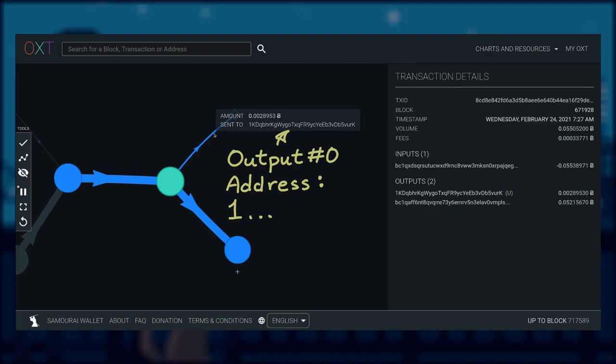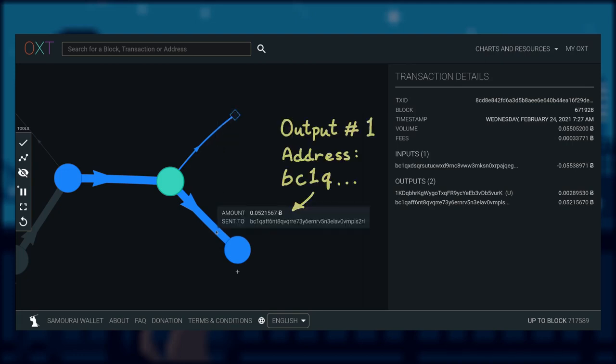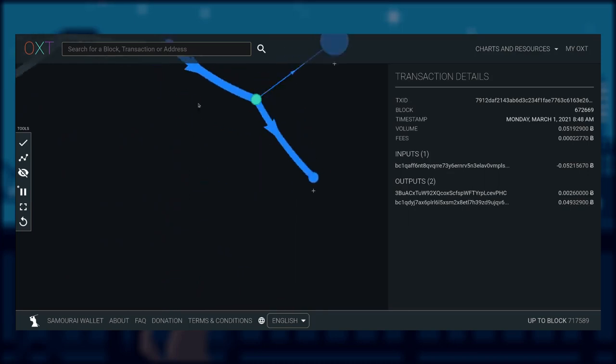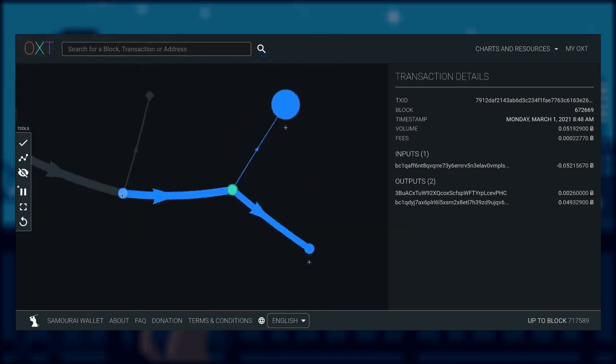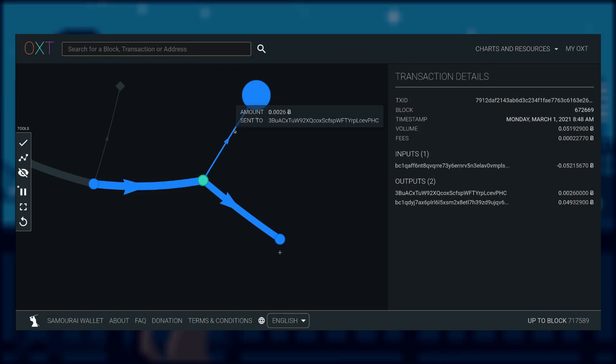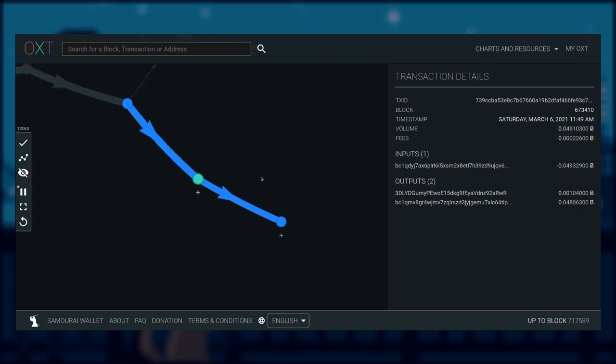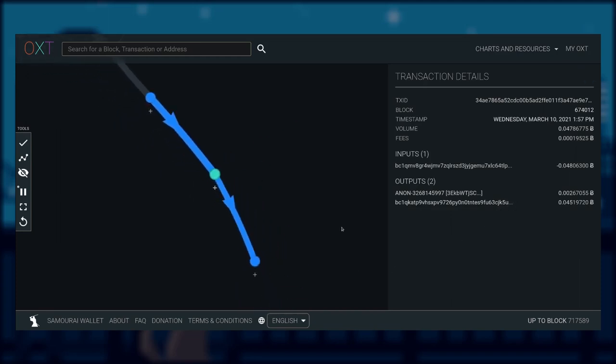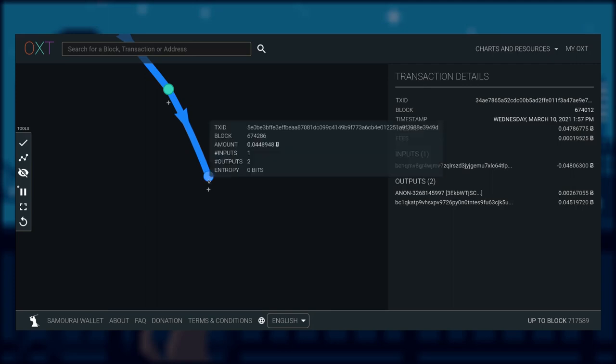Let's follow the change output to the next transaction. Once again, output 0 address begins with 1, whereas output 1 address matches with the input. Both begin with BC1Q. Third transaction seems to be a similar story once again. Let's keep following our subject by selectively expanding the output with matching address type from this point on.